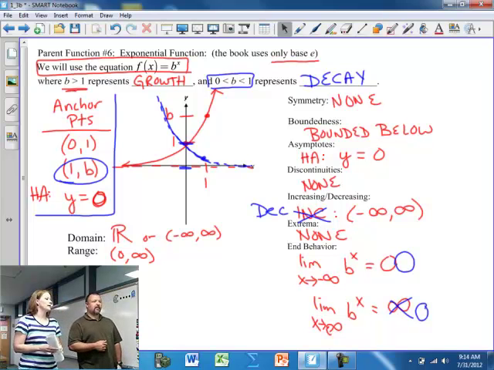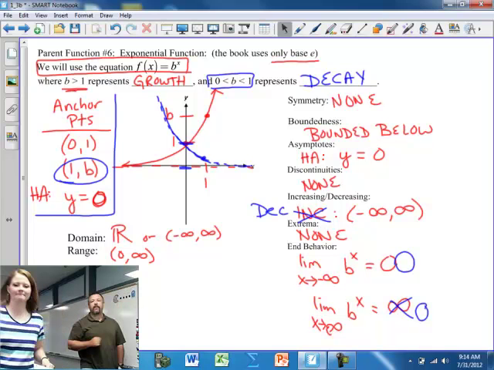e is just 2.7, so (1, e). All right, exponential functions. That'll do it.